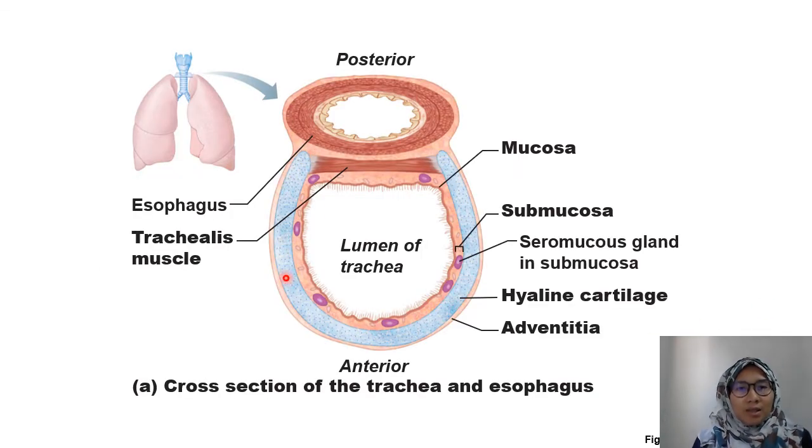This is our trachea. These are the C-shaped rings I mentioned, the C-ring cartilage. So it is kept open. It is always open because it has the hyaline cartilage here. The mucosa, which looks like fine hairs, is the one that traps the dust and particles.